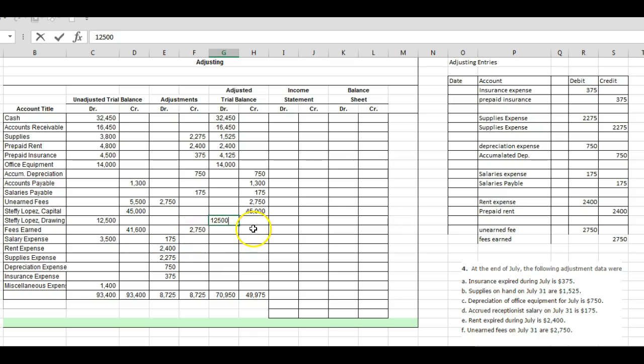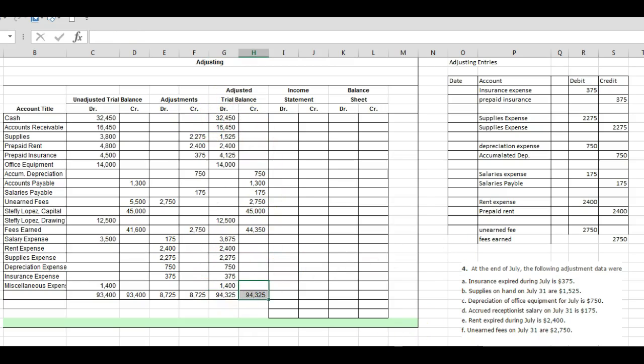That's at $12,500. My fees earned have increased, though, haven't they? So if I add $41,600 and $27,550, I will come up with $43,350 as my new fees earned. My salaries expense now, that's increased. That's increased to $36,750. And my rent expense is now $2,400. My supplies expense would be $2,275. I would have $750 for, I'm sorry, for depreciation, and $375 for insurance and $1,400 for miscellaneous expense. So this is my adjusted trial balance.